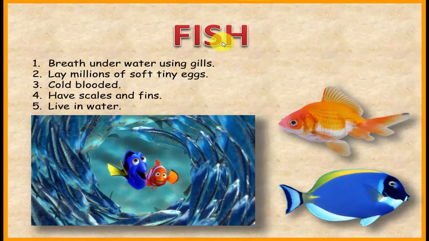And last, fish. Number 1, they breathe underwater using gills. Here we have a fish over here on the right, and we have some fish over here on the left from a movie. Number 2, they lay millions of soft, tiny eggs. Number 3, they're cold-blooded. Number 4, they have scales and fins. And number 5, live in water.